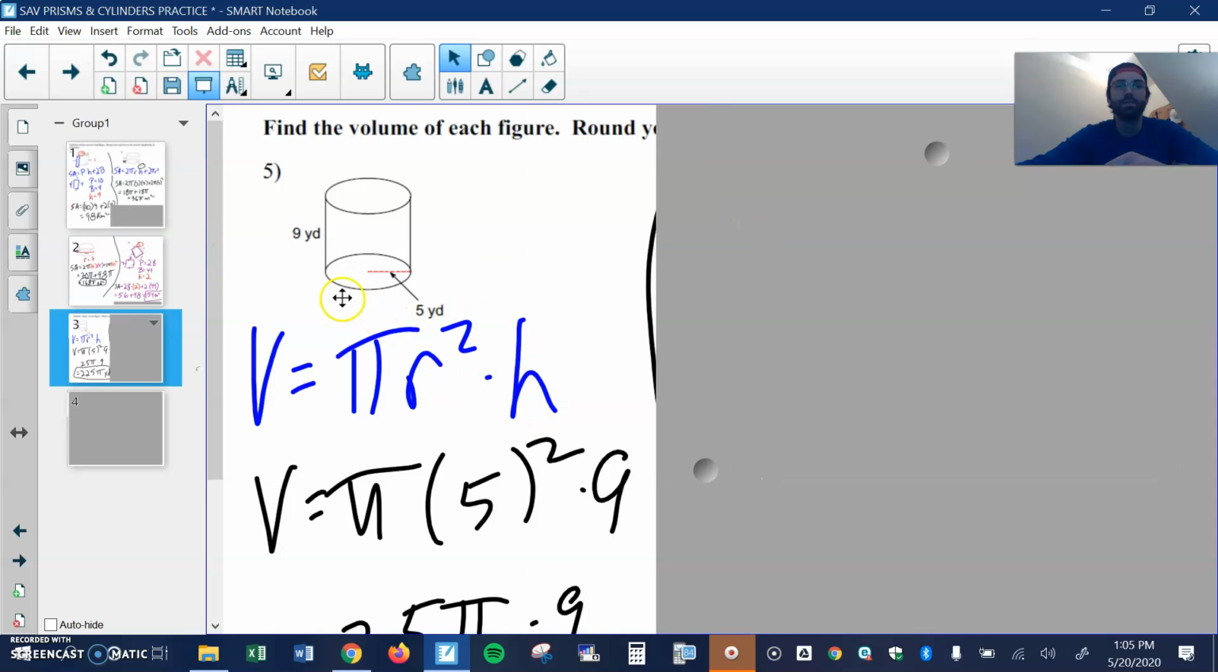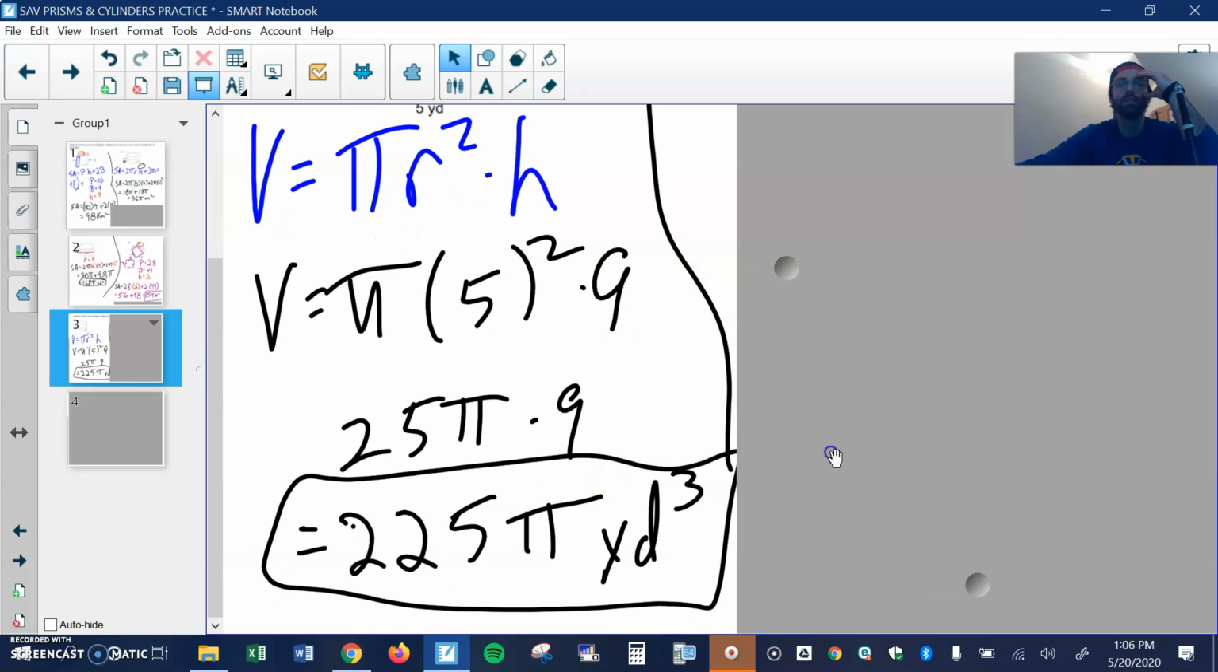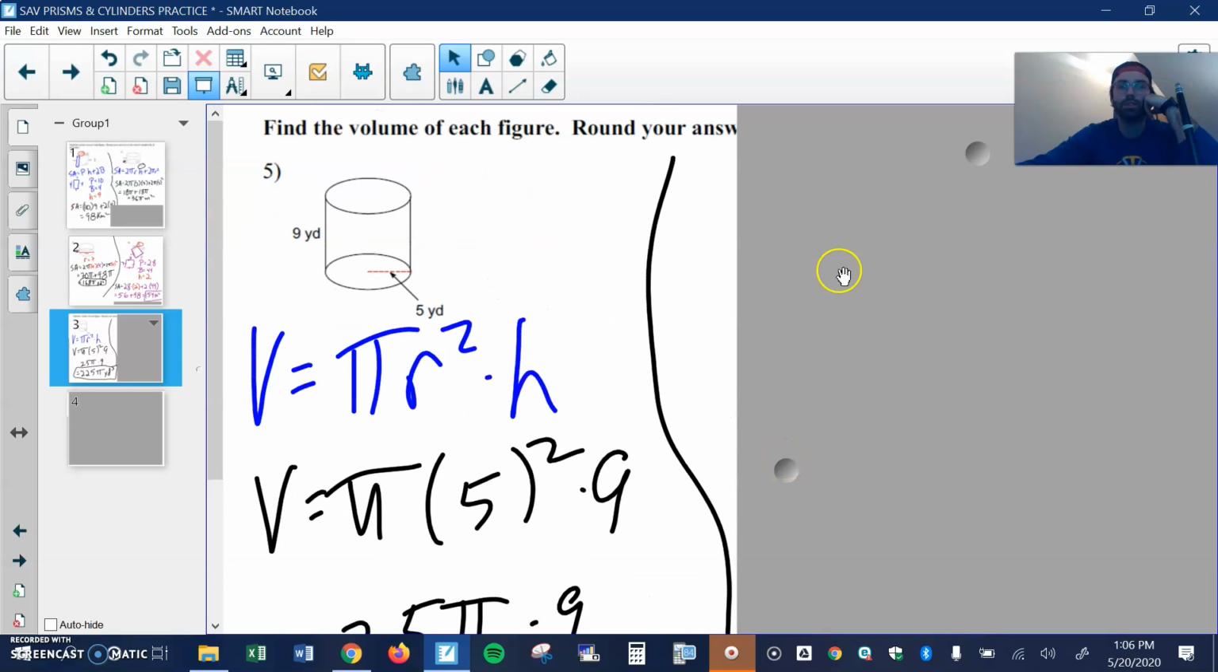Volume of a cylinder. This one's pretty straightforward. The radius is 5, that was given to you. The height is 9. Make sure you're squaring the 5 first and then multiplying by the 9, order of operations, to get 225. And remember, these are units cubed because we're dealing with volume now. Volume is measured in cubic units.